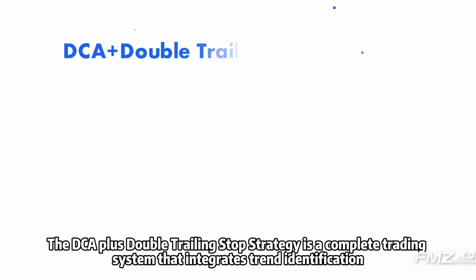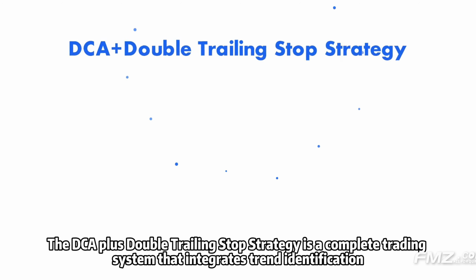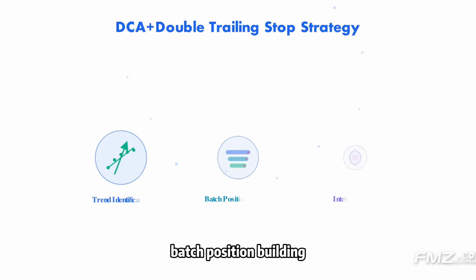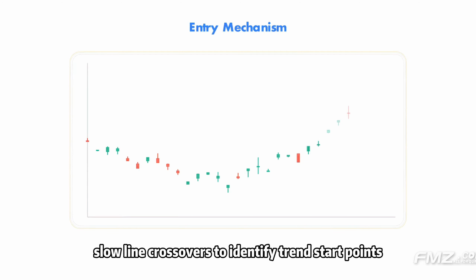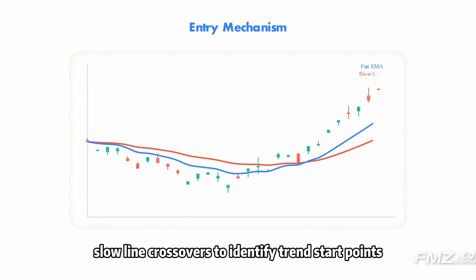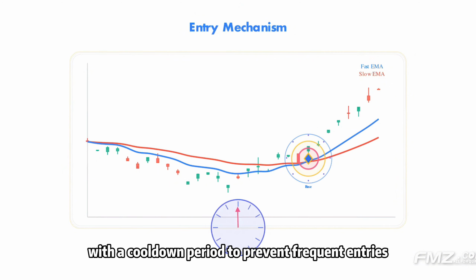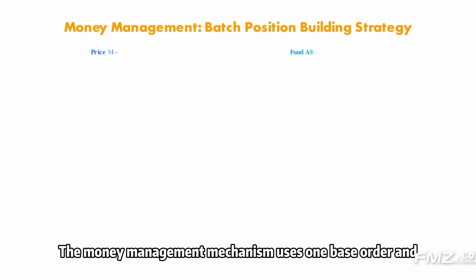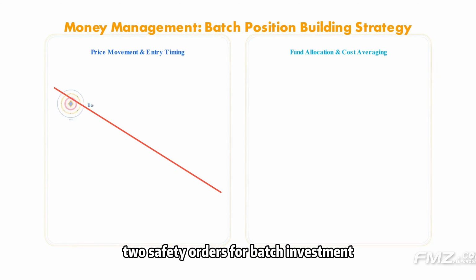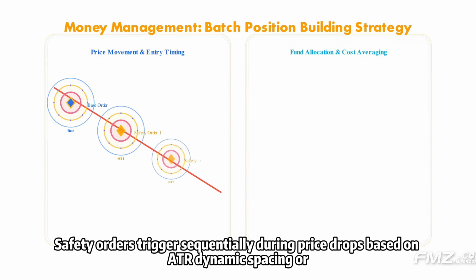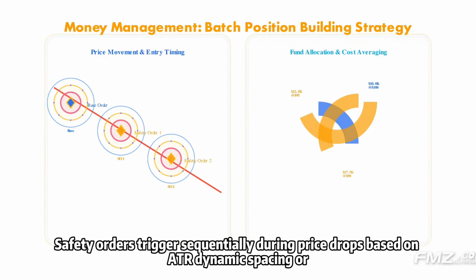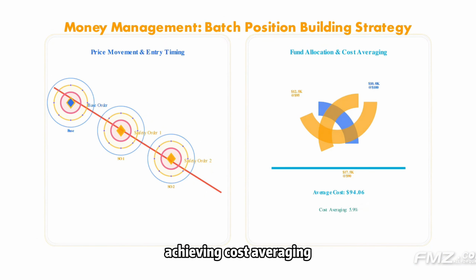The DCA plus double trailing stop strategy is a complete trading system that integrates trend identification, batch position building, and intelligent exits. The strategy core has 3 layers. The entry mechanism uses EMA fast and slow line crossovers to identify trend start points. When the fast line crosses above the slow line, it triggers base order positioning, with a cooldown period to prevent frequent entries. The money management mechanism uses 1 base order and 2 safety orders for batch investment. Safety orders trigger sequentially during price drops based on ATR dynamic spacing or fixed percentages, achieving cost averaging.